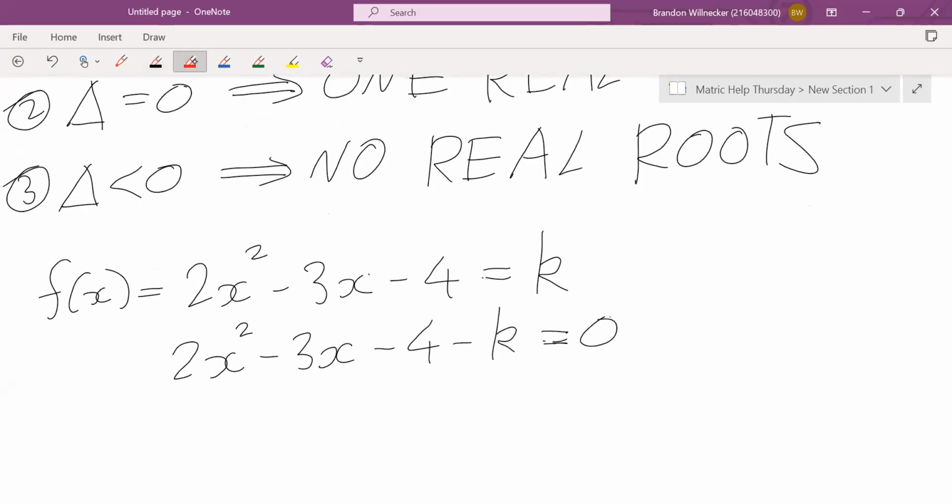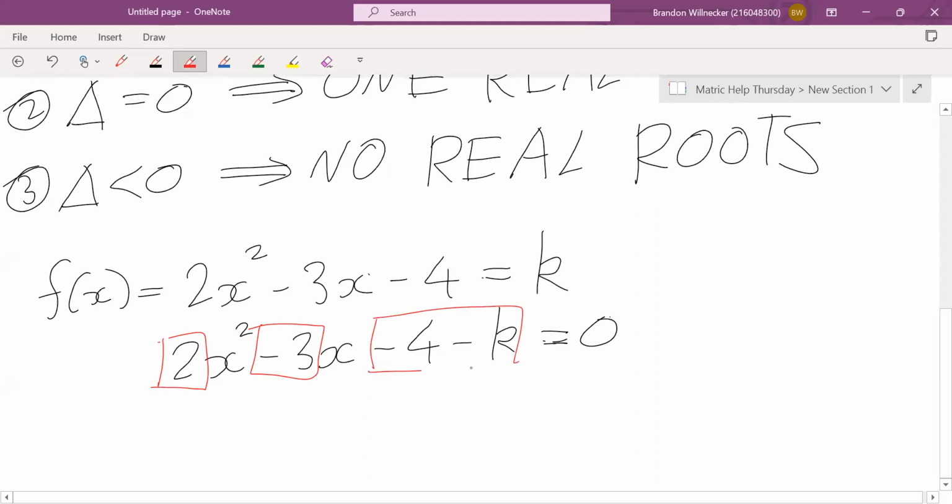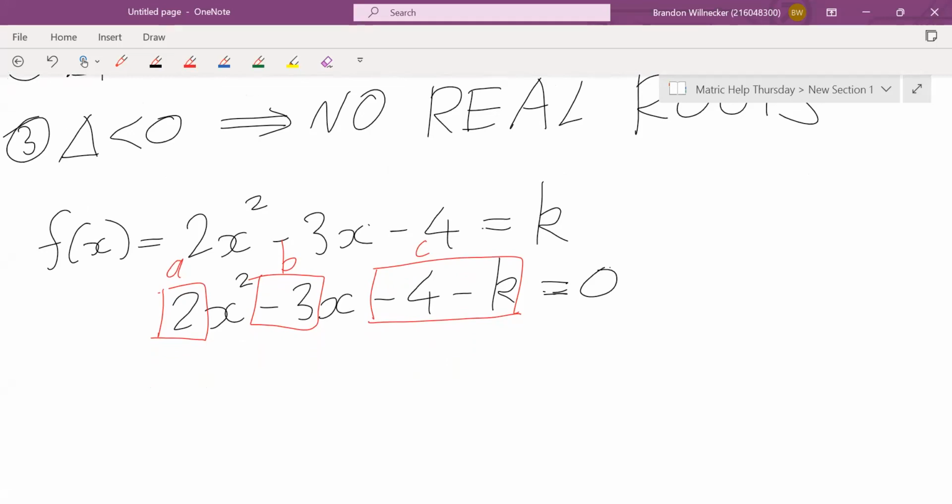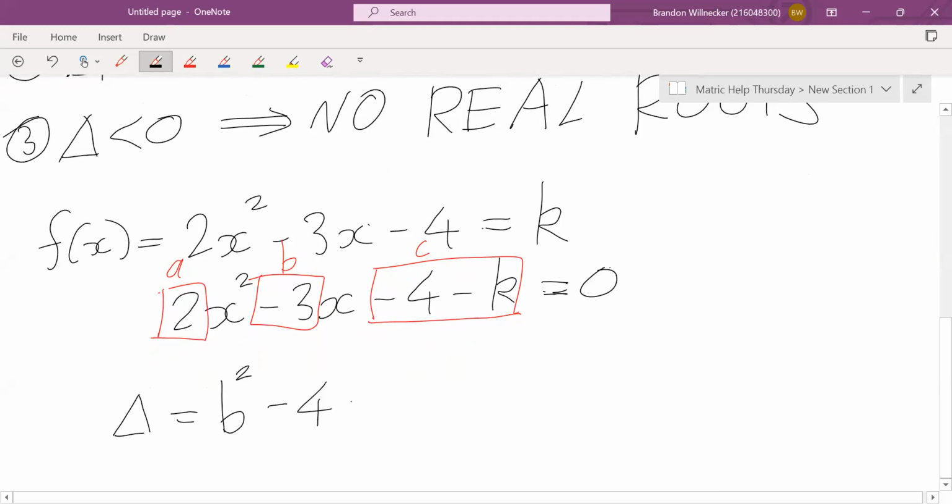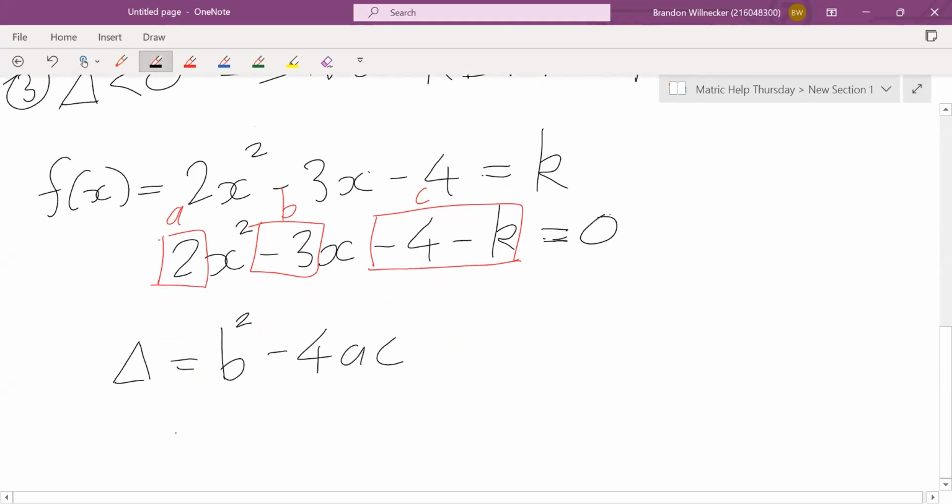Okay, so we can identify our factors here. This first one here, that's going to be A, that's going to be B, and these two combined are going to be C. So we have A, B, and C. Okay, so what we want to do now is calculate this discriminant from what we've got here. So we've got the discriminant, the triangle, is equal to B squared minus 4AC. So B is minus 3. So we're going to have minus 3 squared minus 4AC.